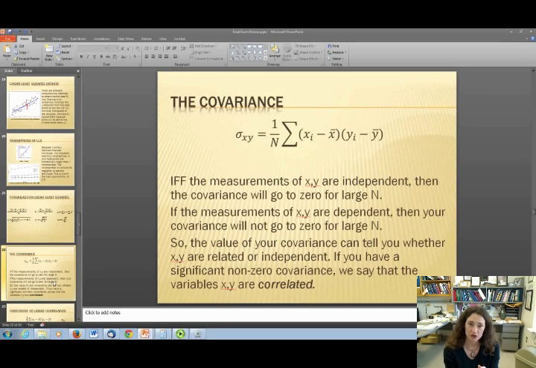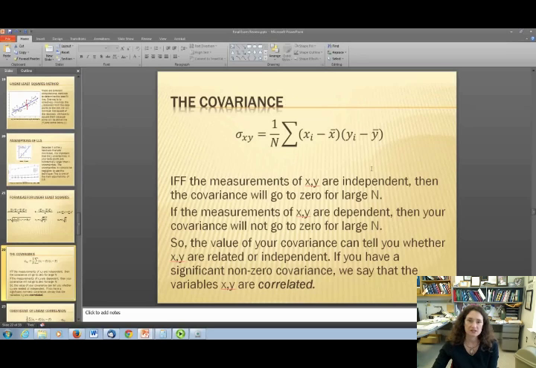Looking at the value for the covariance, the formula is right up there. It's sigma xy. What it'll tell you is if the measurements are independent, then the covariance will go to 0, right? So in other words, xi minus x bar times yi minus y bar. If xi minus x bar is negative, then that doesn't affect whether or not yi minus y bar is positive or negative. They're independent of one another. So that sum over a long time will go to 0.